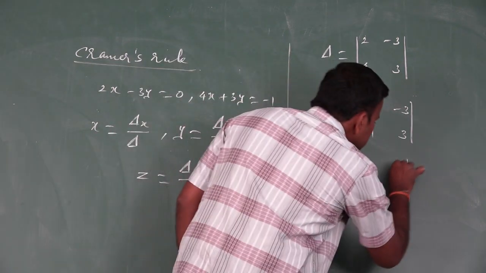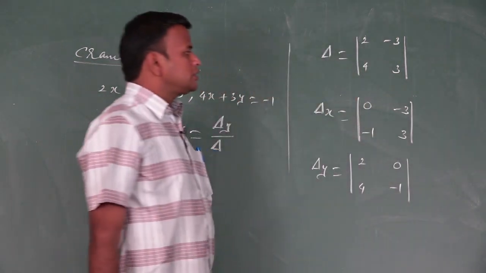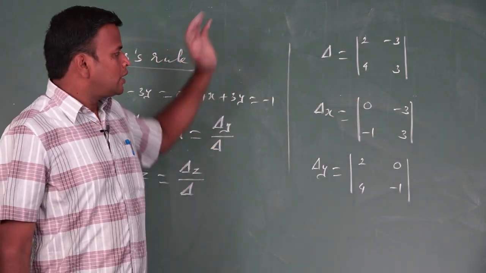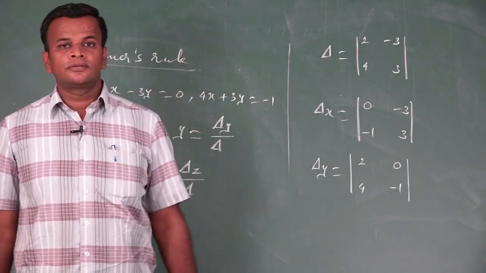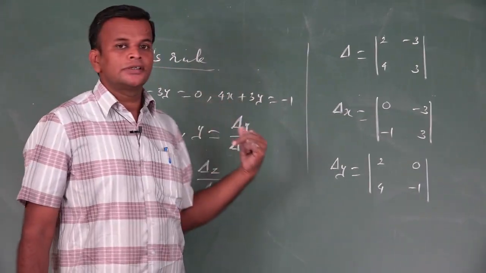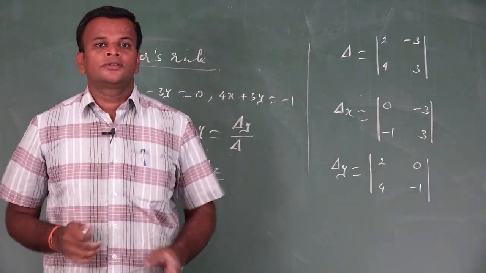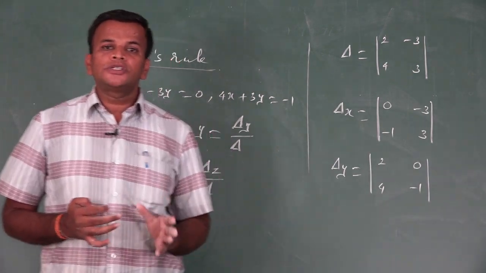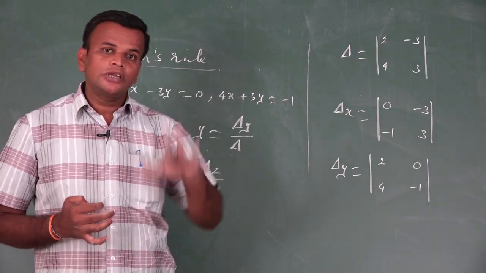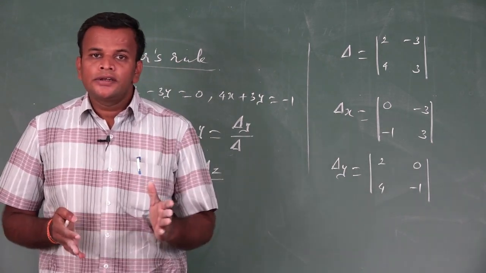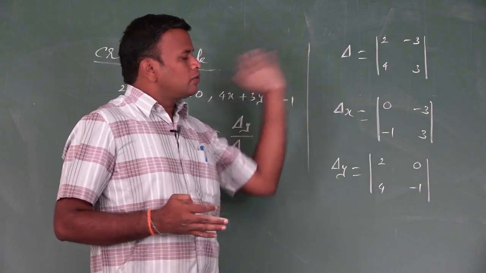0 minus 1. So it is a working rule to find del x and del y. Now we will take three equations, three unknowns, using the same way. Del is nothing but the coefficients of x, y, z. Suppose three equations are given in x, y, z.